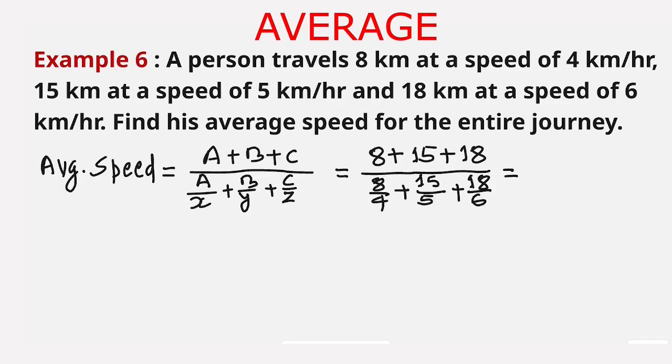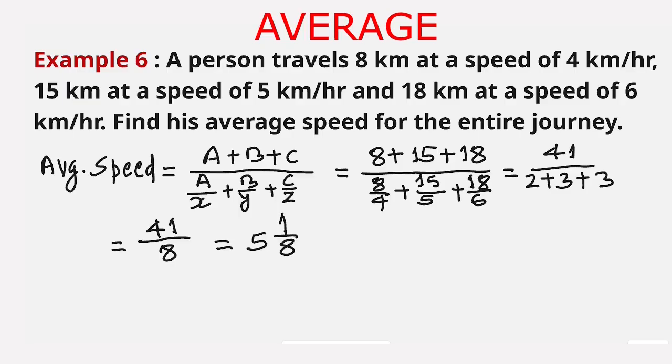This is equal to 8 plus 15 is 23, 23 plus 18 is 41, divided by 8 upon 4 is 2, plus 15 upon 5 is 3, plus 18 upon 6 is 3. So this is equal to 41 divided by 2 plus 3 is 5, plus 3 is 8. And this in mixed fraction is 5 whole and 1 upon 8 kilometer per hour. This is the average speed for the entire journey.